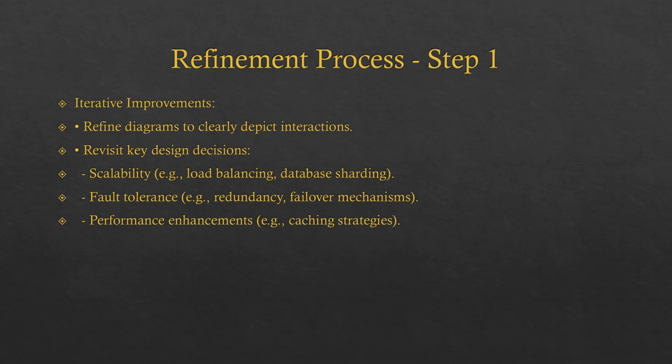Once the feedback has been integrated, the next step is refining the system architecture. This iterative process will involve revisiting our design decisions and improving our diagrams to make the interactions between components clearer. For example, when refining for scalability, we might implement load balancing or database sharding to distribute traffic and data efficiently. We will also focus on improving fault tolerance, such as adding redundancy or failover mechanisms, and enhance performance by incorporating strategies like caching.